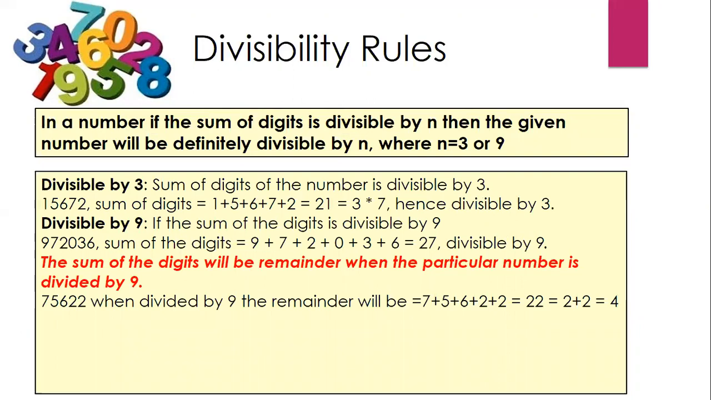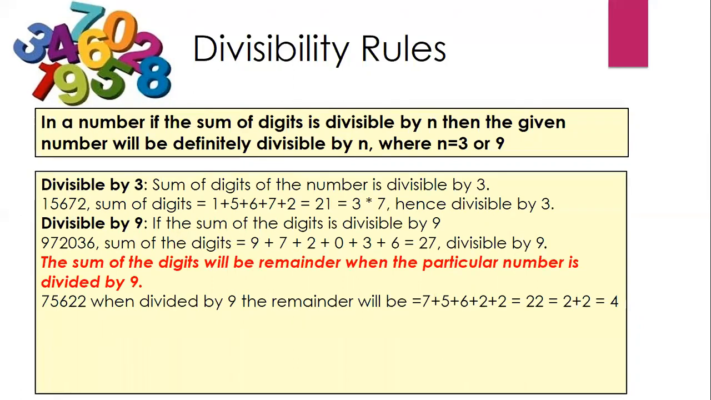For 3 and 9, it's the sum of the digits which decides whether the number is divisible by 3 or 9 or not. Now take 15672. If you want to check whether this number is divisible by 3, just add all the digits: 1 plus 5 plus 6 plus 7 plus 2. We get 21. 21 is divisible by 3, so the whole number will be divisible by 3.